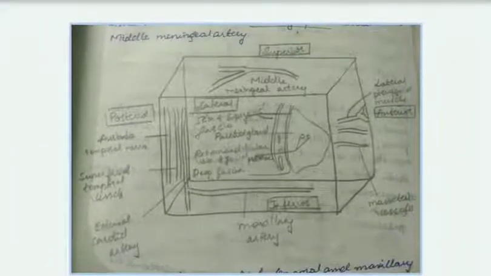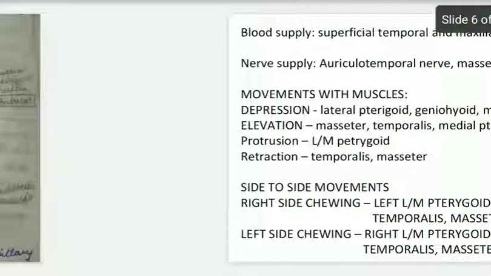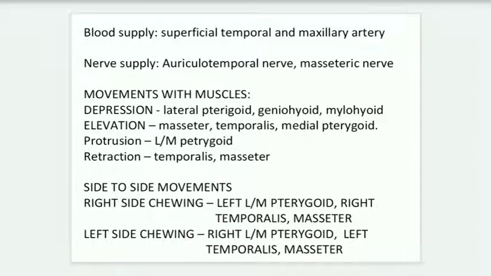Coming into the medial side, at the back we can see the internal carotid artery, the tympanic plate and also the chorda tympani nerve. These are the relations of the TMJ. Entering into the blood supply, we have branches from the superficial temporal and maxillary arteries, and the veins follow. The nerve supply is the masseteric nerve and auriculotemporal nerve.